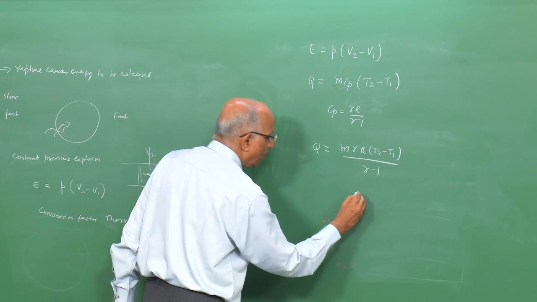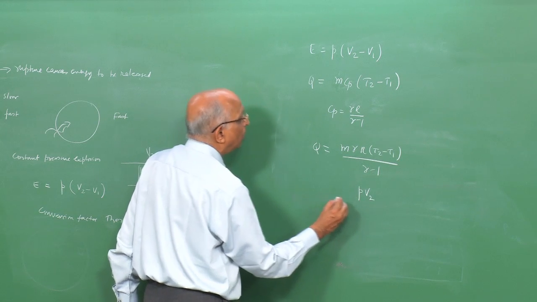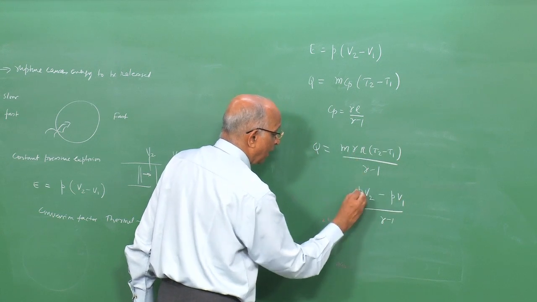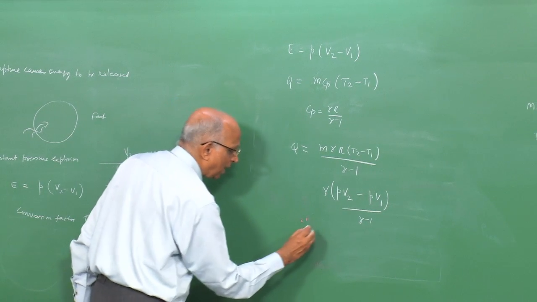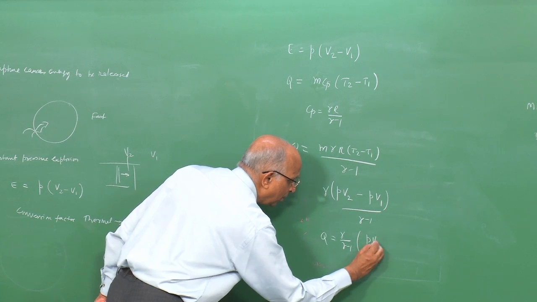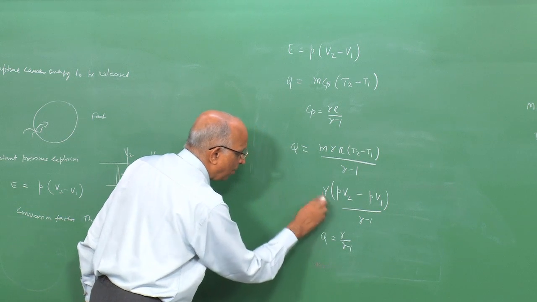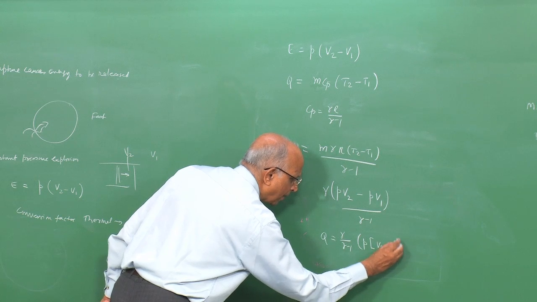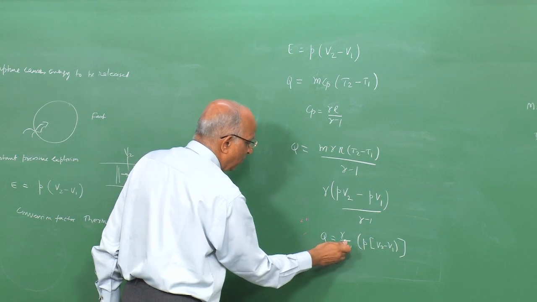Now I do the same thing. MR T2 is equal to, the pressure being constant, P into the final volume V2, minus MRT1, the same pressure into V1, divided by gamma minus 1. We take gamma into MRT as P2V2. So Q is equal to gamma divided by gamma minus 1 into PV2 minus PV1. That means I have gamma by gamma minus 1 into P into V2 minus V1. What is the work done? Work done is equal to P into V2 minus V1.